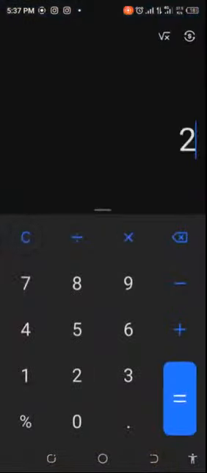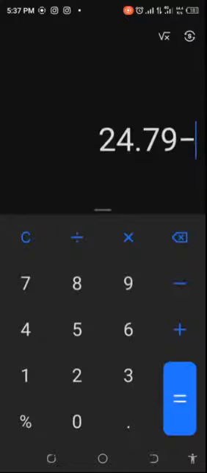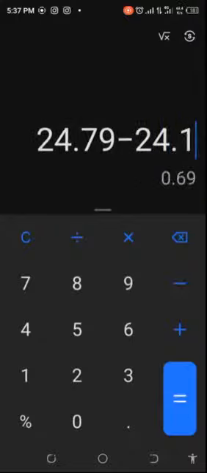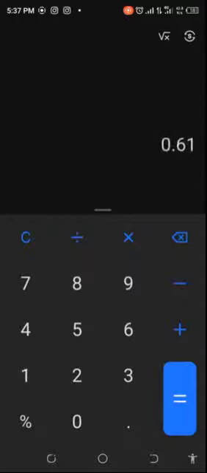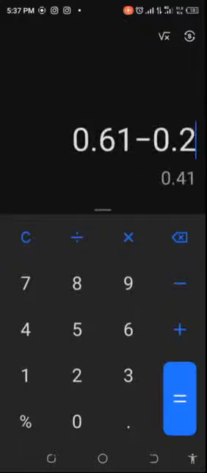So let me do 24.79. Sorry, did I say 79? Yes. Minus, okay, 24 plus 18. Okay, we'll make 61 cents. But don't forget, the withdrawal fee is 20 cents. So we must take out the withdrawal fee first, okay?